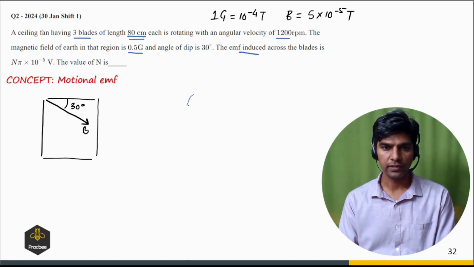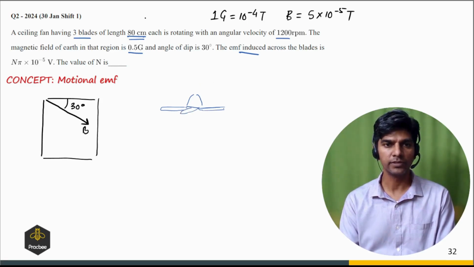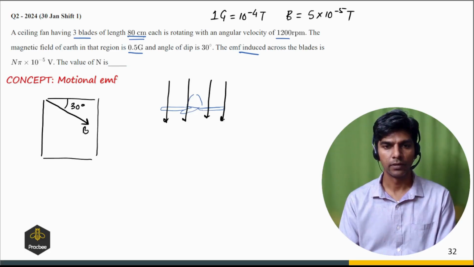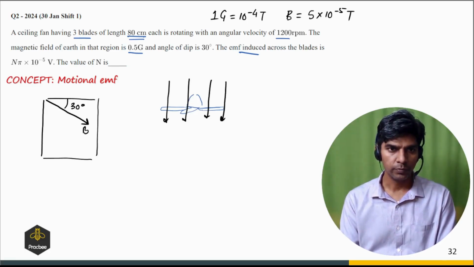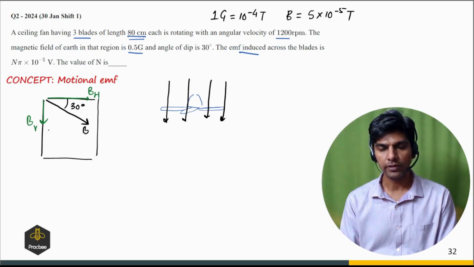So if I show the ceiling fan, right? This is the ceiling fan which is rotating in a horizontal plane. So we have to consider the magnetic field, which is vertical. If you take the components of this magnetic field, there will be a vertical component, which is BV, and there will be a horizontal component. The horizontal component is not responsible for any induced EMF. The vertical component is responsible.